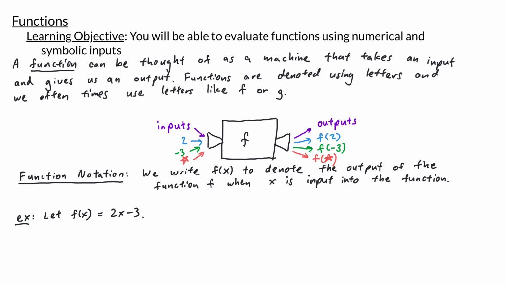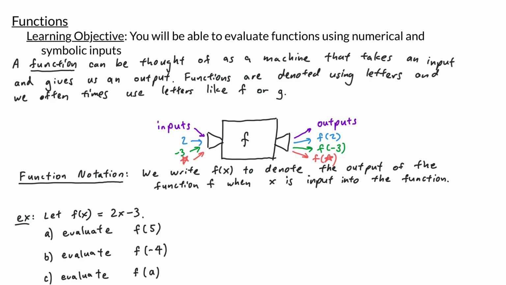Now that we know what the function does, we can figure out the outputs of the function for various inputs. For example, we can evaluate f of 5, meaning figure out what the output of our function is when we input 5. If we go back to how our function is defined, we're told that the output of our function when we input x is 2 times x minus 3. For that reason, if we input 5 into our function, we would be doing 2 times 5 minus 3.